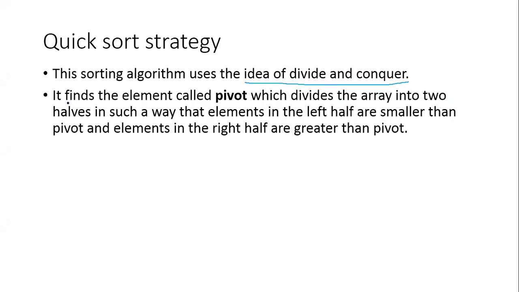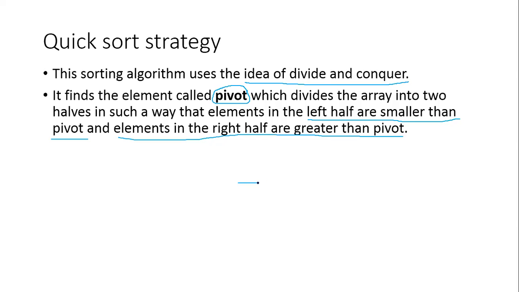The next point shows that it finds an element called the pivot, which divides the array into two halves in such a way that elements in the left half are smaller than the pivot, and elements in the right side are greater than the pivot. This part is very important. So this pivot element is very important in quicksort. Naturally, some questions will come regarding the pivot element. We will understand that one by one.